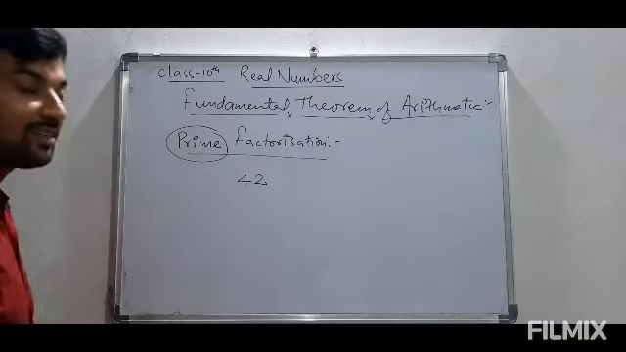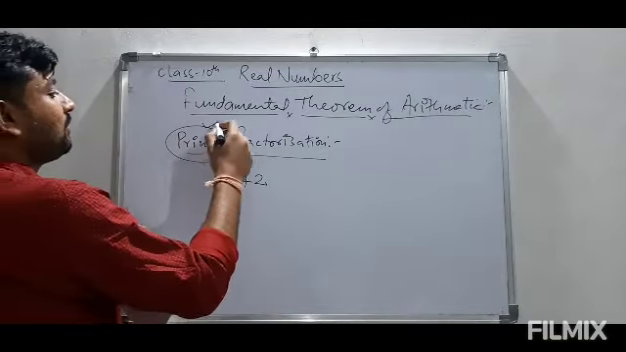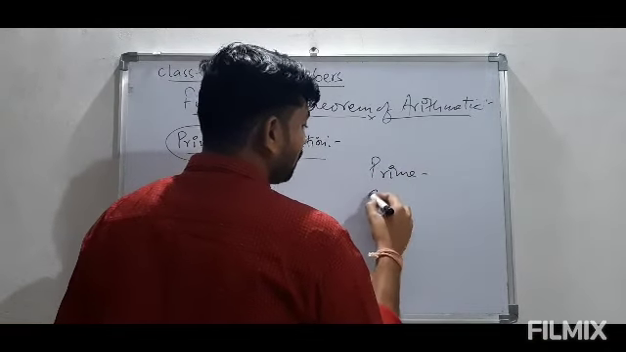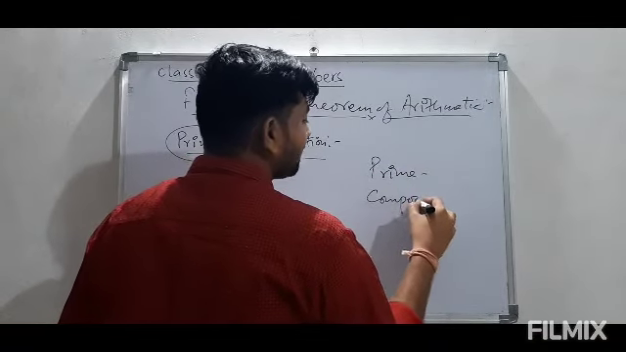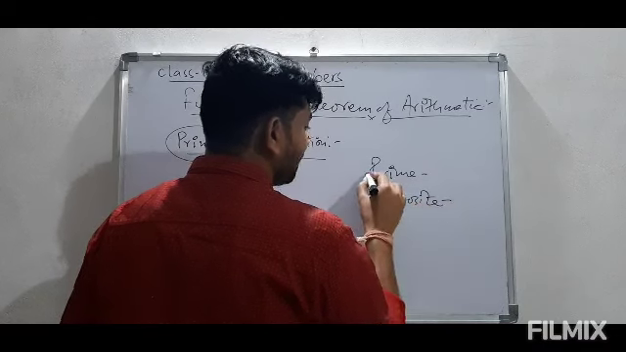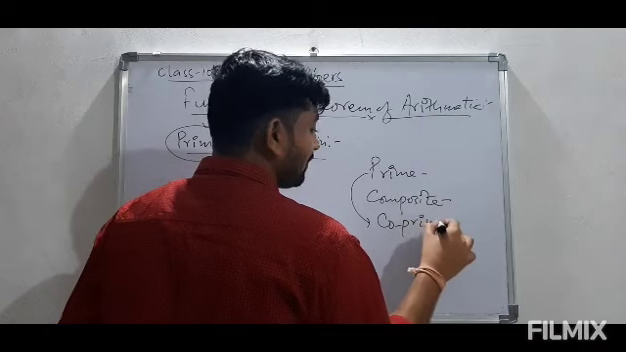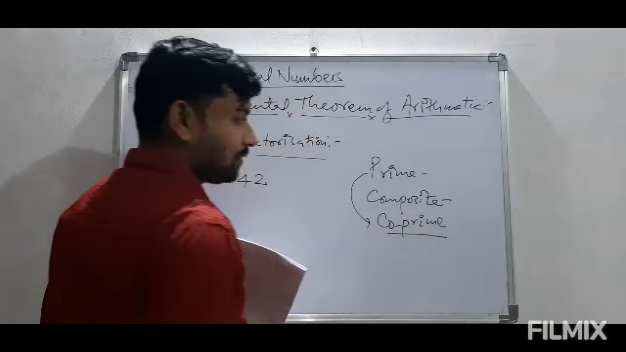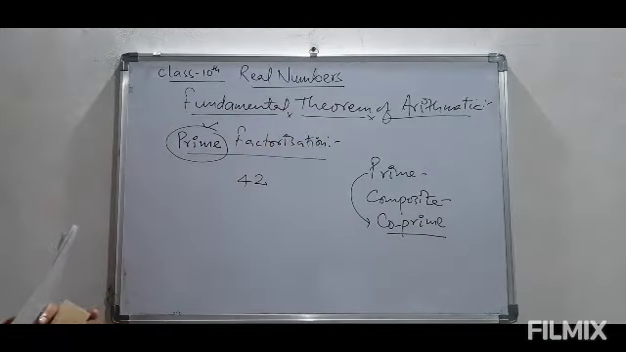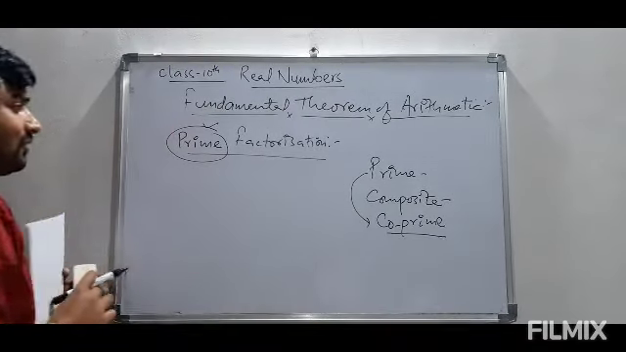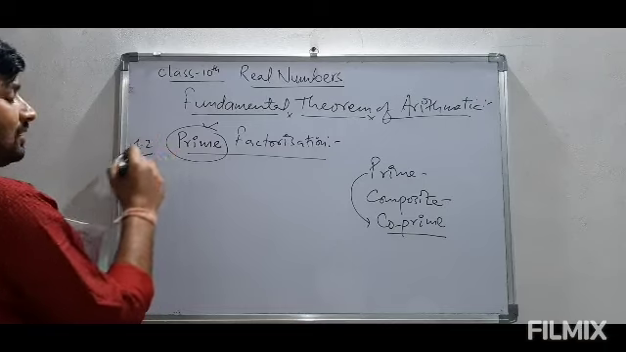So let me start with what is a prime number, composite number, and similar to this we have another term which we are going to use further in this chapter, that is co-prime numbers. So I will be starting with prime numbers, then we will come to the question.